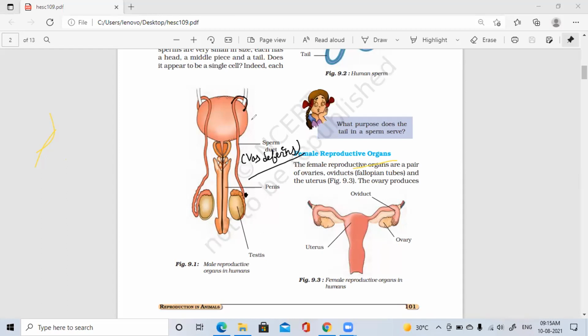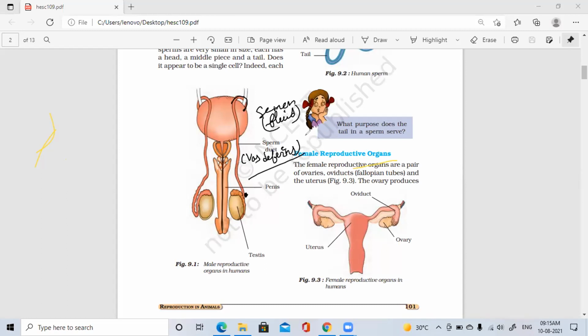Right? Fluid produced by the seminal vesicles mixes with the sperm to produce semen. The fluid provides nourishment to the sperm. There is a liquid, the fluid that is called semen. This is a fluid which provides nourishment to the sperms.